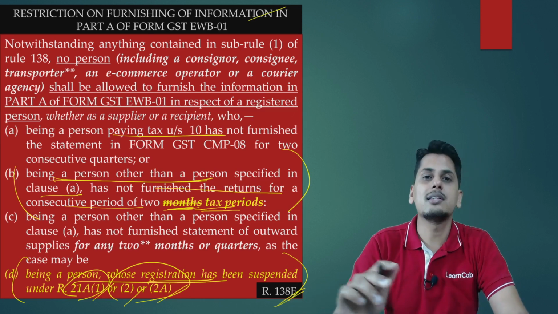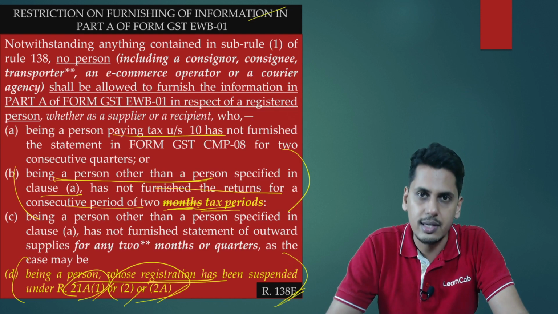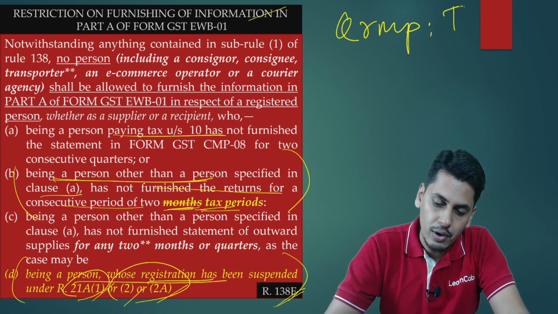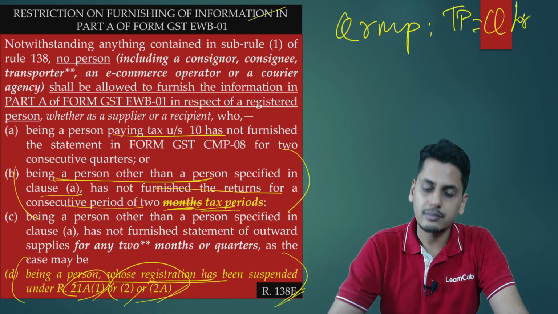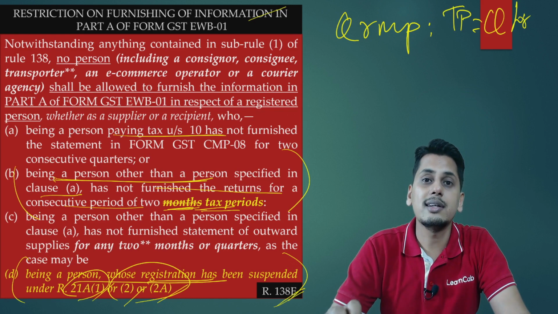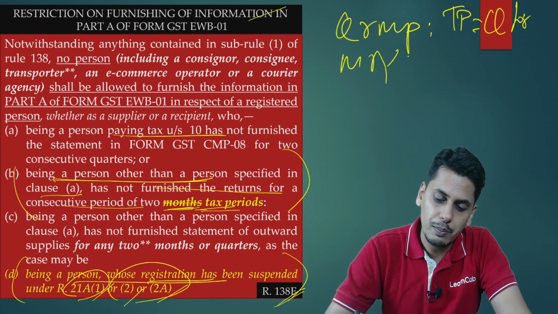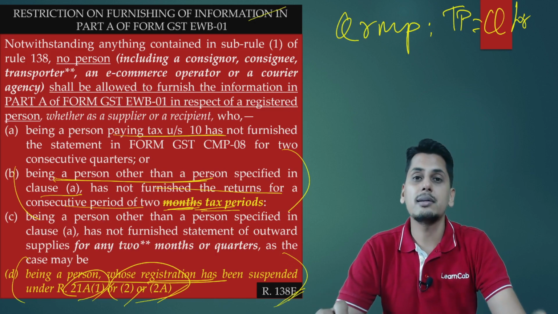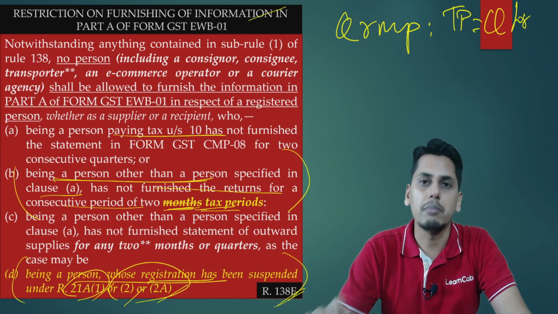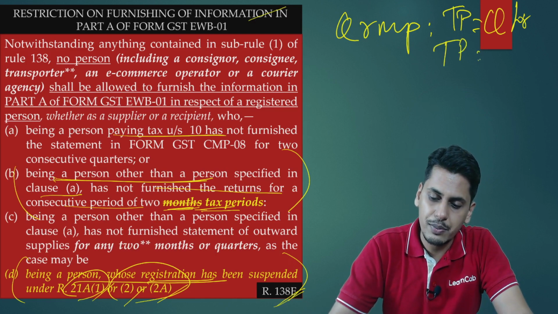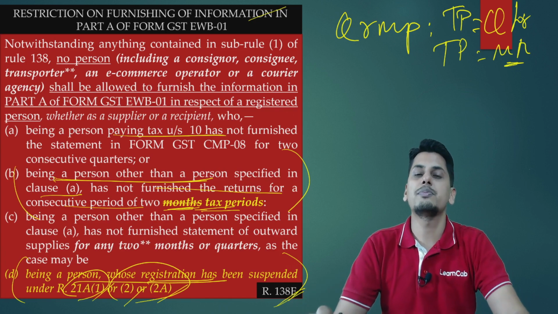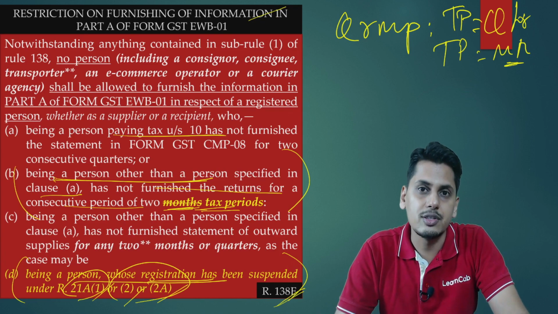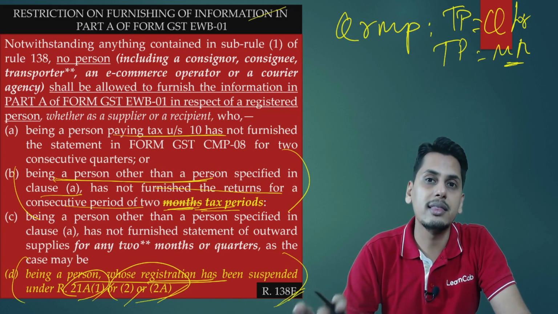Friends, the reason for this replacement is the introduction of QRMP scheme. Those persons who have opted to pay taxes under the QRMP scheme, for them the tax period is quarter. For them, 1 quarter is a tax period. Those persons who are paying taxes under the monthly return, monthly payment, that means the tax payment is also monthly, return is also monthly. So friends, for monthly filers, the tax period is month. Prior to introduction of QRMP scheme, everybody were monthly filers.